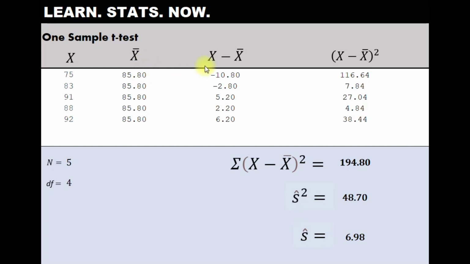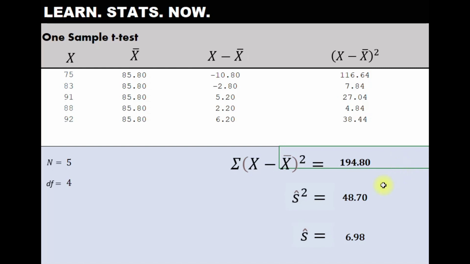And then, as you'd imagine, we simply calculate the deviation score, right, which is X minus X bar. And then we do the squared deviation score, and when we sum those up, that's going to give us the sum of squares. Right? So we sum up all those squared deviation scores, we get 194.80. That is not particularly interpretable.